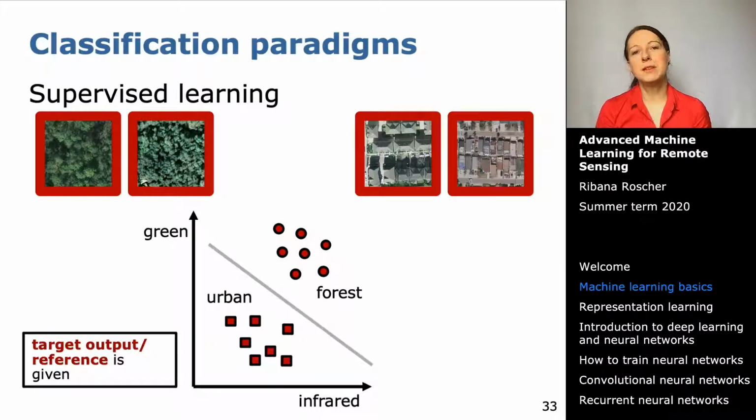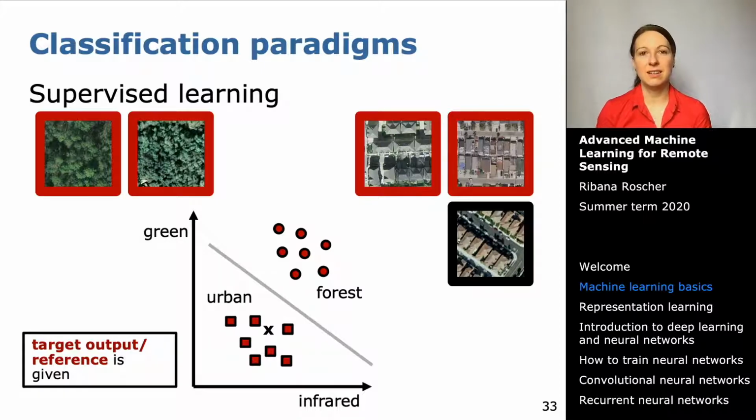For supervised learning, you only have given labeled data. The overall goal is to find a decision boundary between these two classes, in our case urban and forest. As soon as you have learned a decision boundary and you have a test sample, you can assign a class to the test sample depending on which side of the decision boundary it is. In this case, we can assign the image to the class urban.